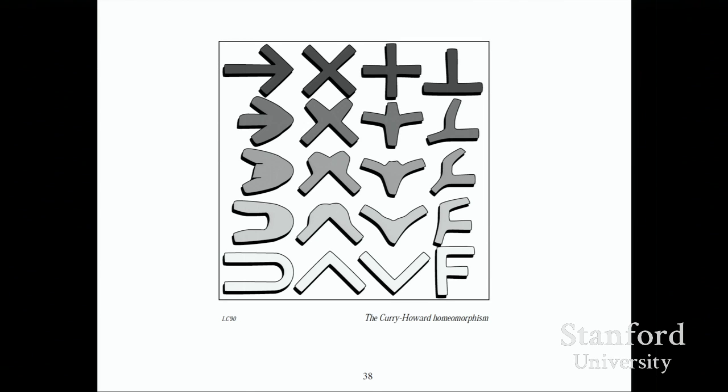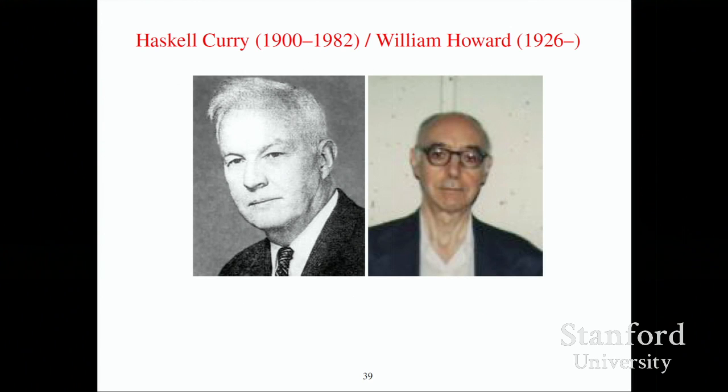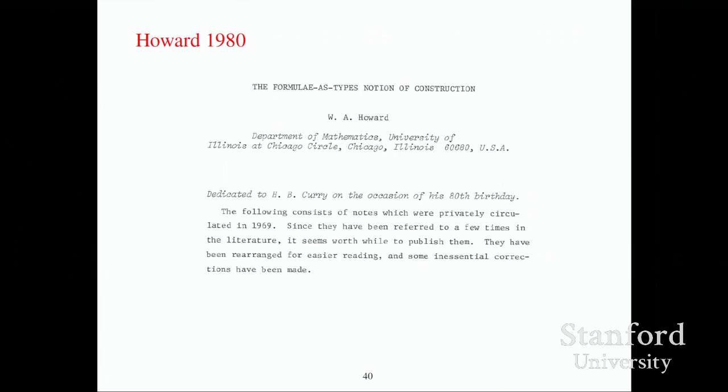So that's a diagram due to Luca Cardelli, back from when he did type theory. So this was written up. Haskell Curry discovered something similar, but not exactly the same thing. And then this correspondence between lambda calculus and natural deduction was written down by William Howard in Xerox notes that circulated in 1969 and didn't appear until this paper was published in 1980 in a Festschrift to Curry.